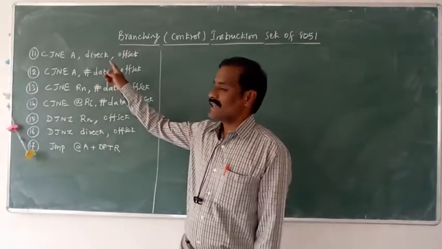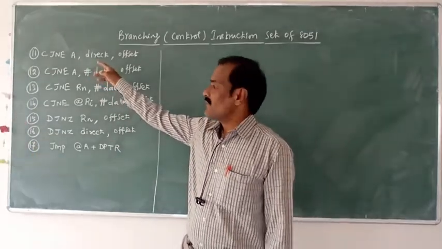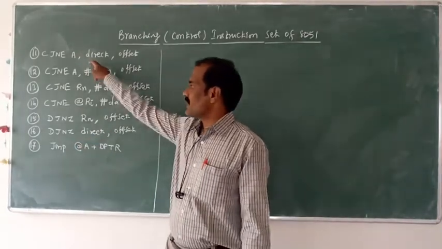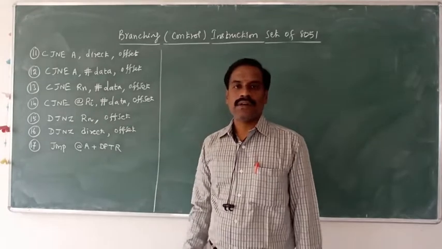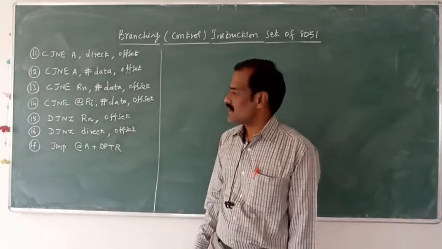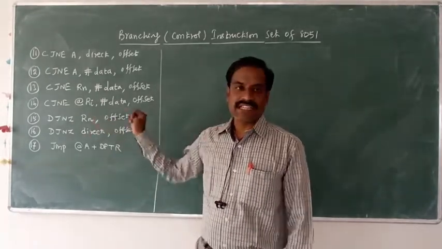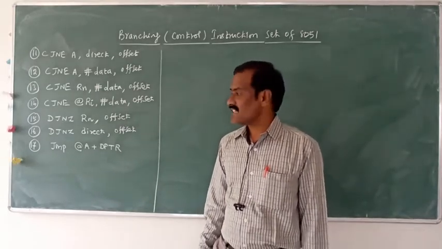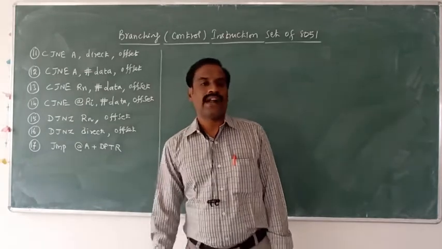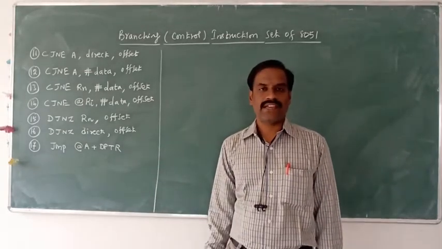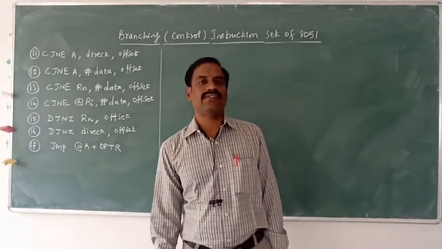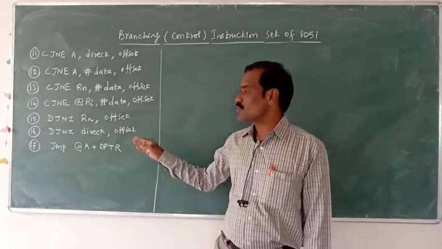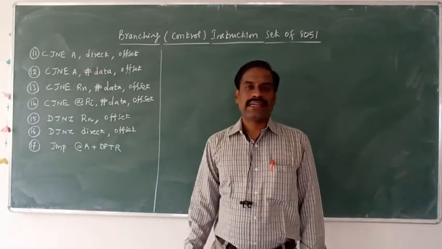17, the 11th to 17th instructions. Here the first 4 instructions are related to comparing the two data, and 2 instructions are to decrement the data and check the status, and the last one is for unconditional jump. Okay, total 17. Part 1 video we already discussed 10 instructions. In part 2 video, 7 instructions.